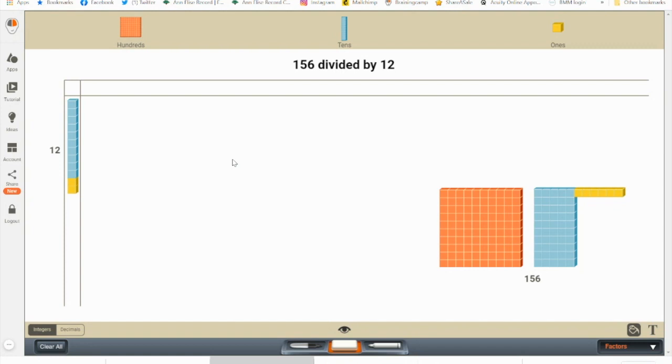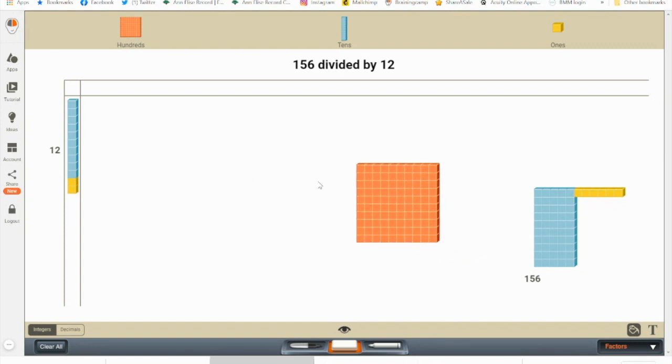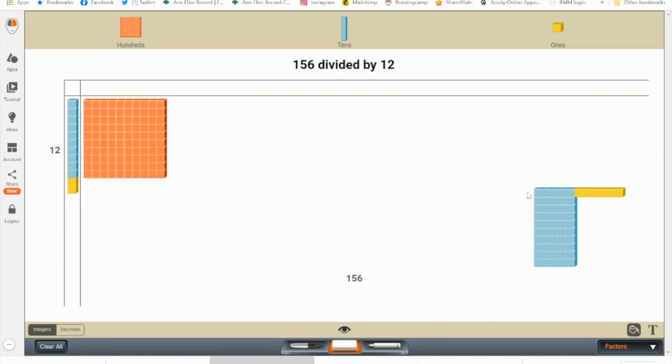12 times 10 is 120. Do I have that amount? I sure do. So I'm going to place this right over here. And I'm going to just change the orientation of this. And I'm going to bring down this one as well. And so you can see here that I have made a rectangle that comes down 12 and goes across 10. And the area inside is 120, which means I have 36 left to deal with.